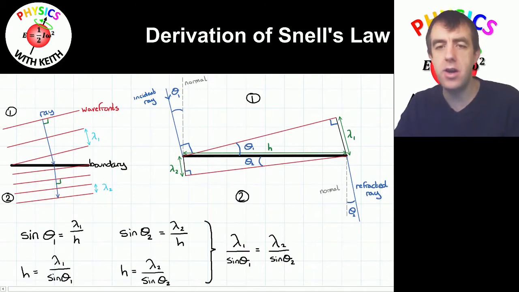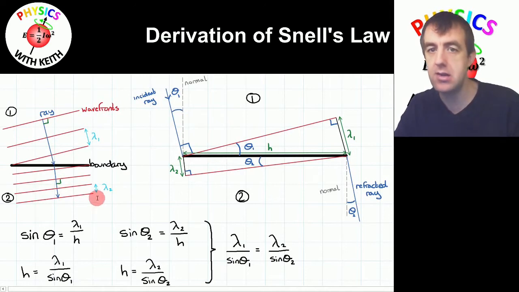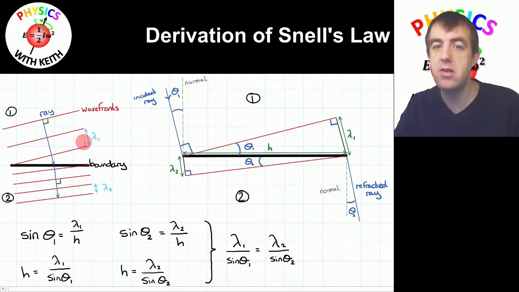So here are our diagrams. On the left is a diagram showing the wavefronts moving perpendicular to the wavefront, so the ray is indicated with this blue arrow here, moving towards some boundary. Now, if this is an optical system, this boundary may be the boundary between 2 media of different optical densities. But this could be water waves, and this could be some step in the depth of the water, changing the speed of the water across that region.